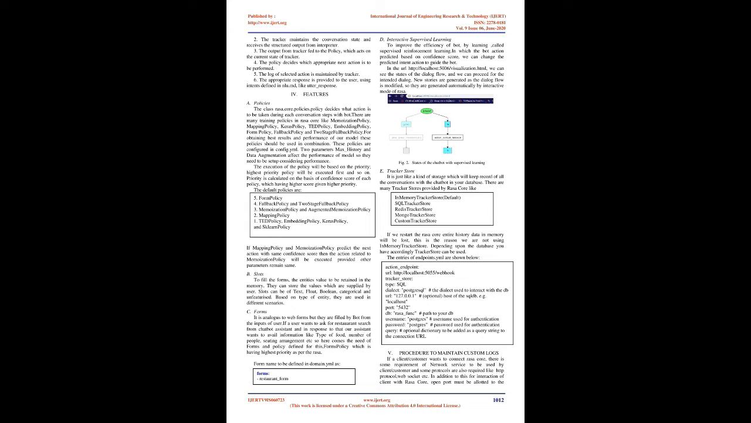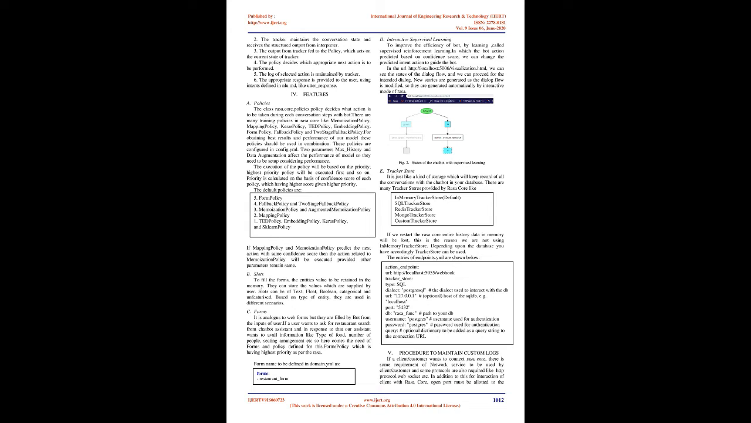Two parameters, max_history and data augmentation, affect the performance of models, so they need to be set up considering performance. The execution of the policy will be based on priority; the highest priority policy will be executed first and so on. Priority is calculated on the basis of the confidence score of each policy, where a higher score is given higher priority. The default priorities are: 5 form policy, 4 fallback policy and two-stage fallback policy, 3 memoization policy and augmented memoization policy, 2 mapping policy, 1 TED policy, embedding policy, Keras policy, and sklearn policy.